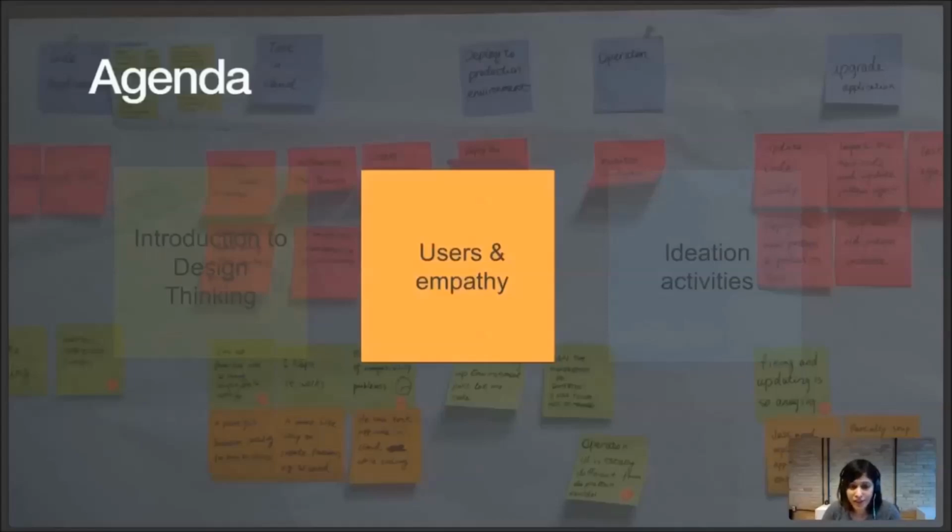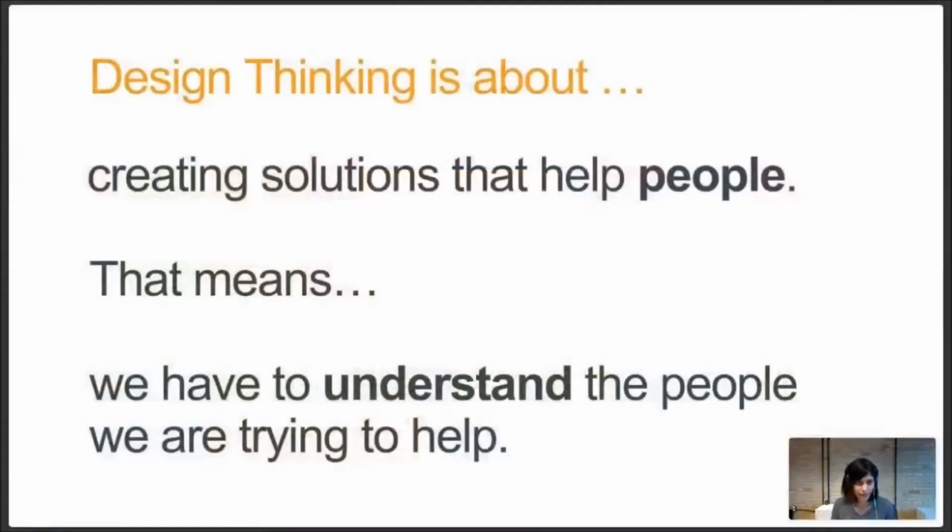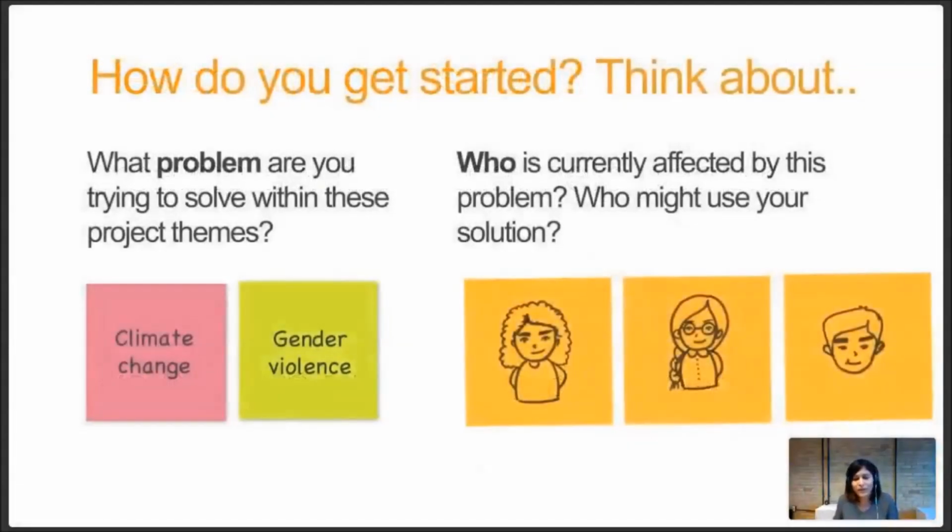So the next section is about users and empathy, and how to build empathy for these users. As I said earlier, design thinking is about creating solutions that help people. And that means we have to understand those people that we are trying to help. Now, how do you go about doing that? Like, where do you begin?